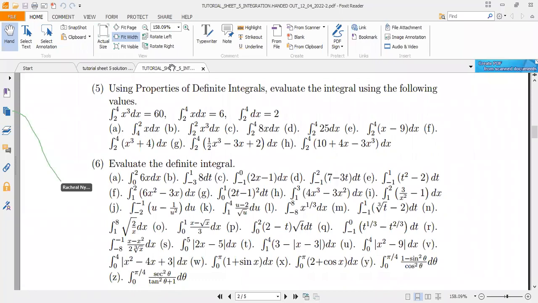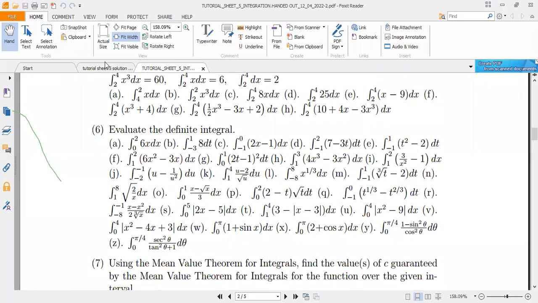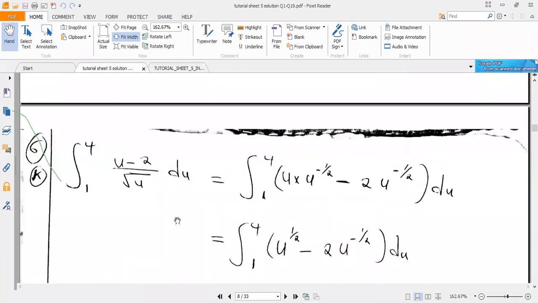It's saying evaluate the definite integral. So when we're evaluating this definite integral, we want to evaluate the integral from 1 to 4 of (u minus 2) over the root of u du. We can simplify it, just like we did in the first one. Since these are subtracting and have a common denominator, this is u over the root of u minus 2 over the root of u.